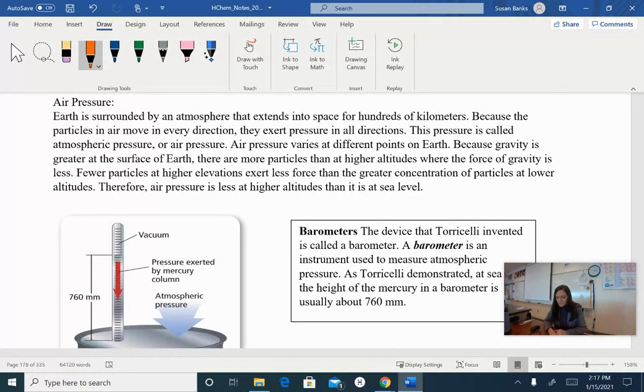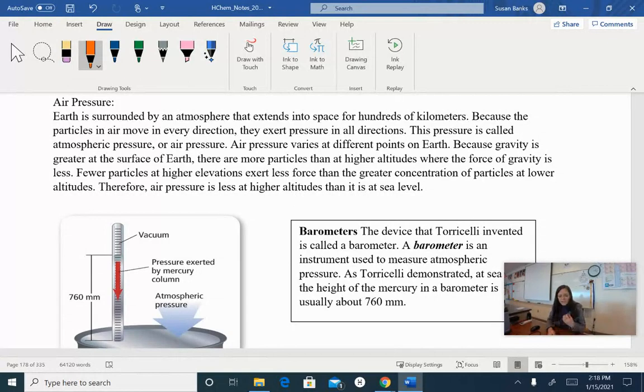Air pressure varies at different points on the Earth because gravity is greater at the surface of the Earth, and also because there are more particles than at higher altitudes. Just think, here in Salt Lake City, we have about 4,500 feet less of atmosphere on top of us than somebody at sea level. So we have 4,500 feet less of air molecules pushing down on us. So the air pressure that we have here in Salt Lake City is going to be less than somebody who's living at sea level. Okay?